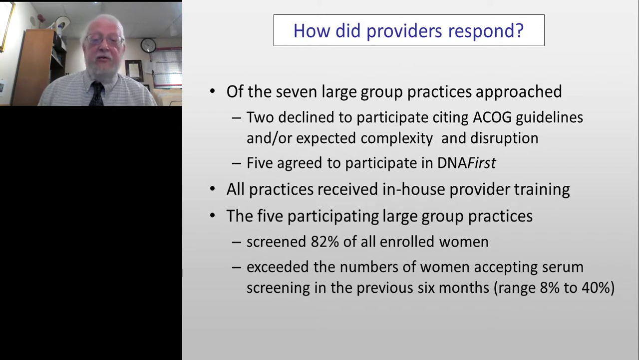And the last one I'm going to show you, they exceeded the number of women who had serum screening in the previous 6 months. This is the advantage of looking at the large practices. We had a very good fix on how many pregnancies they were screening in the previous 6 months, a weekly rate. I think all of these practices enrolled more than 50 new pregnancies per month.